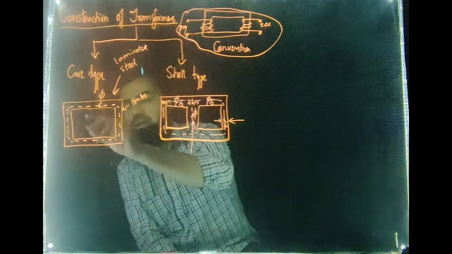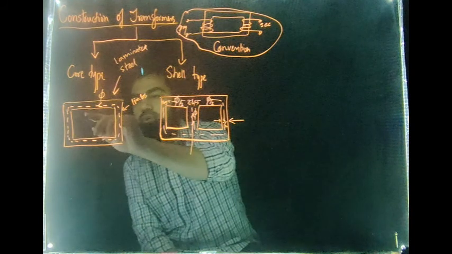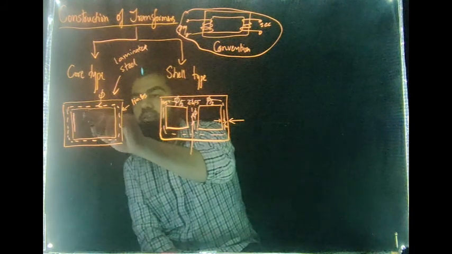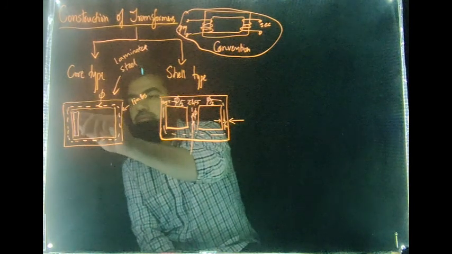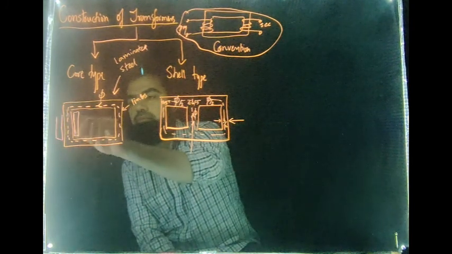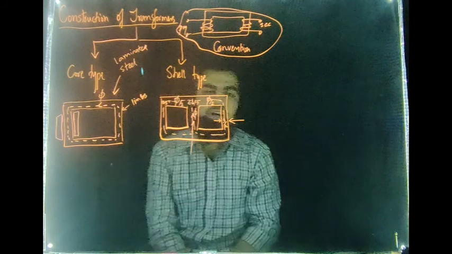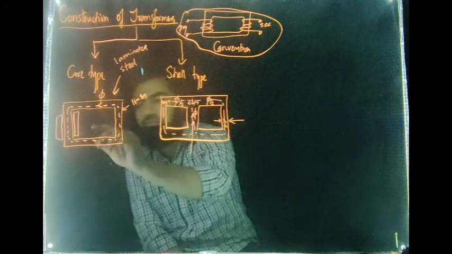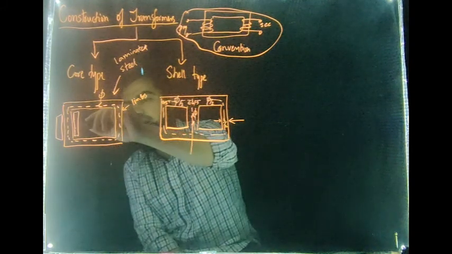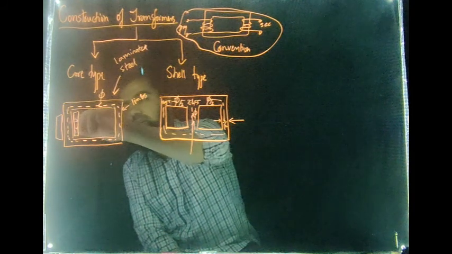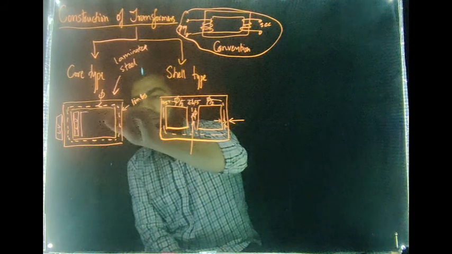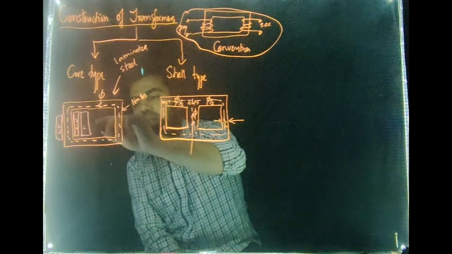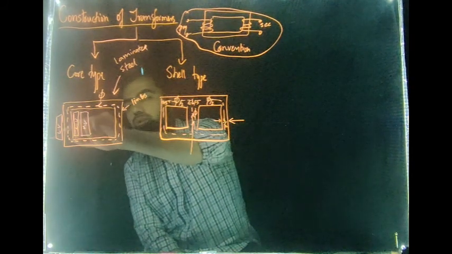Now, what you will see in the case of the core type transformer is that the LV winding will be wound first. This will be the LV winding, and on top of the LV winding, you will be winding the HV winding on both sides.